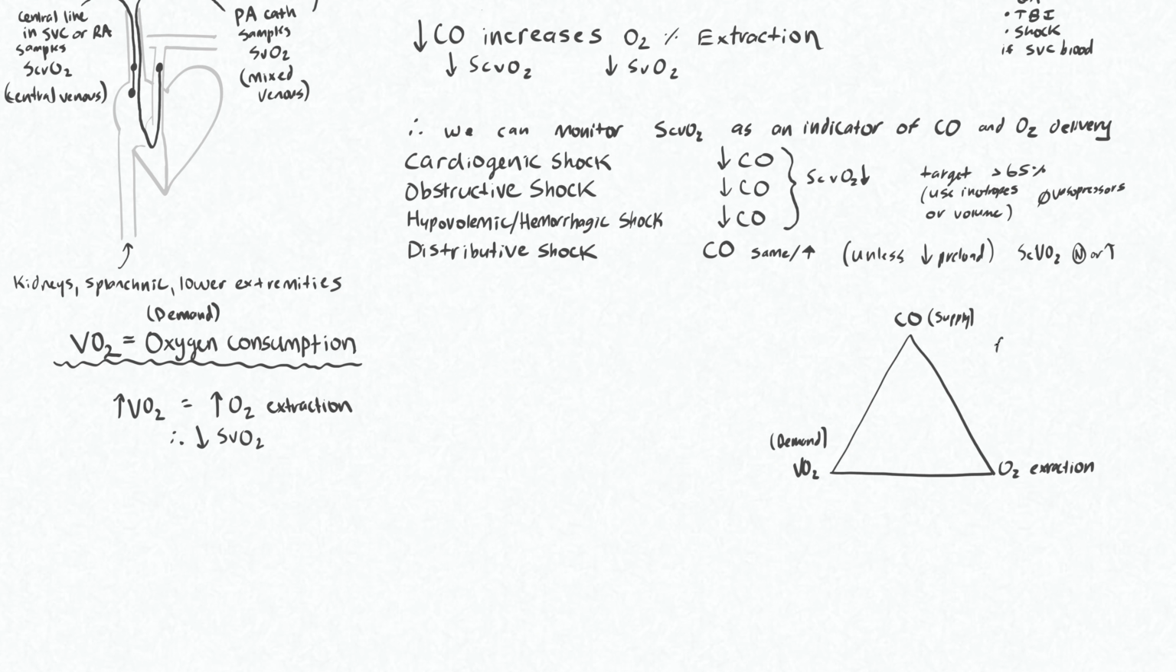These variables, of course, are coming from Fick's equation, which is VO2, or your demand, is equal to the cardiac output times your oxygen extraction, which is the content of arterial oxygen minus the content of your venous oxygen.